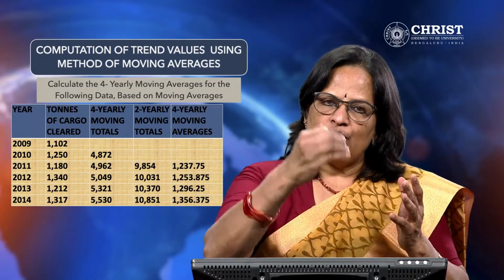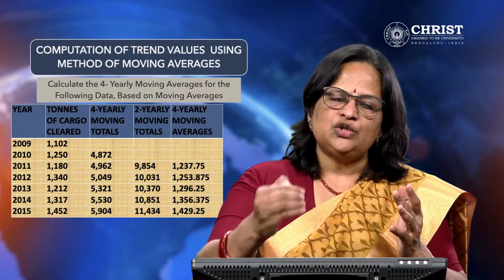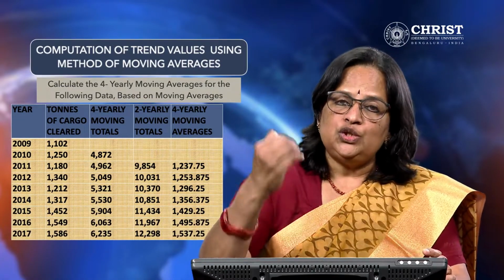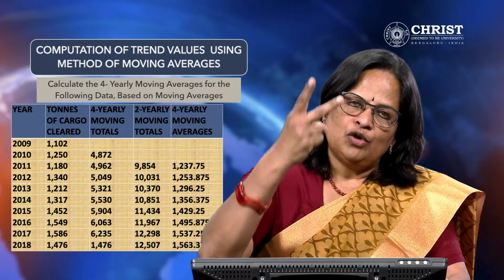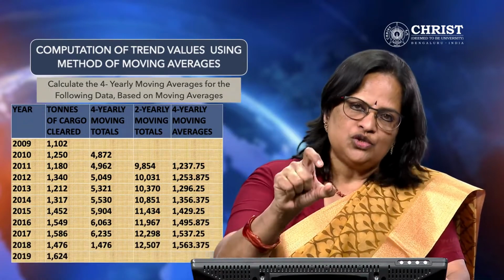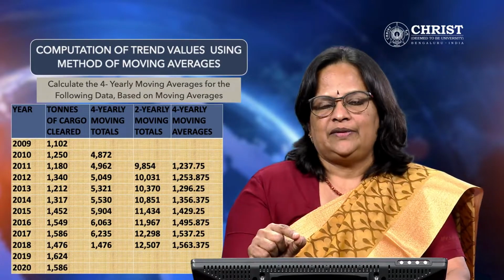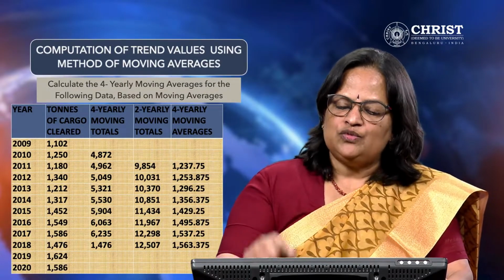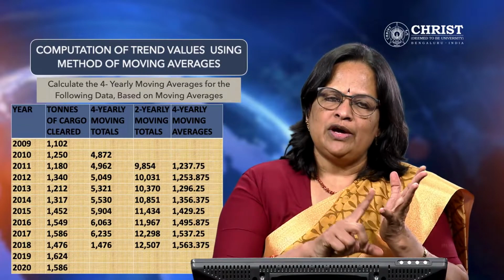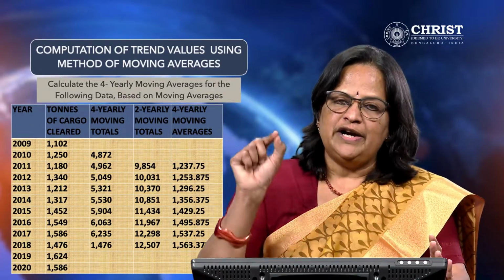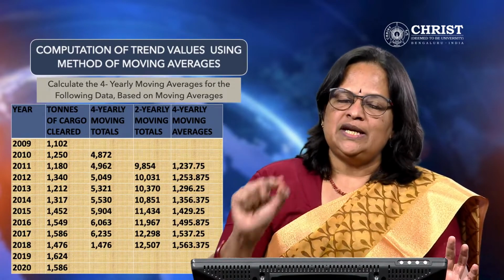So first 4 values you will take and you will write the total against the second year and the third year. The next column is the 2-year totals. So whatever values appeared for the 4-year total, you take the first 2 totals and you will write against the third year. Then the last column is 4-yearly moving averages. So now you have total 4 years and 2 years. That meaning the average we are dividing by 8 and that you are writing against the third year.